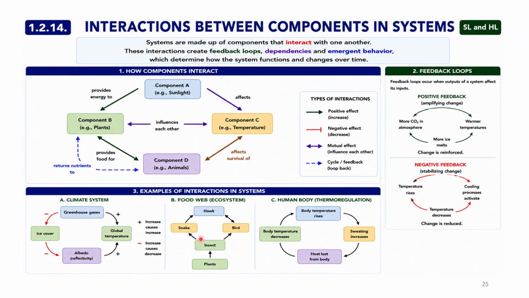These principles apply across many systems. In the climate system, greenhouse gases, ice cover, and albedo interact to influence global temperature. In food webs, changes in one species affect many others. In the human body, physiological responses maintain homeostasis. Understanding these interactions helps us predict how environmental systems respond to both natural and human-induced changes.